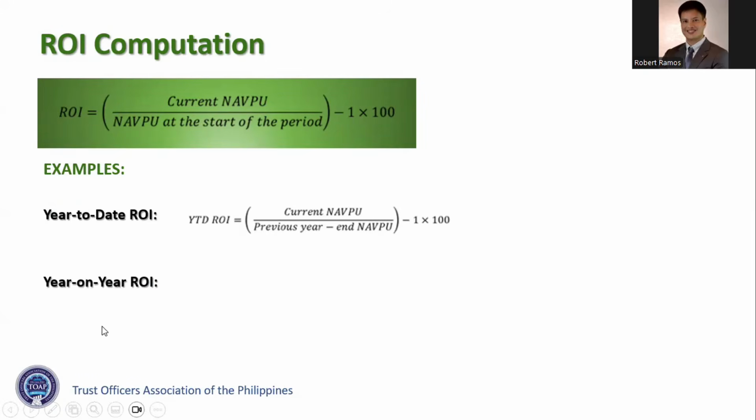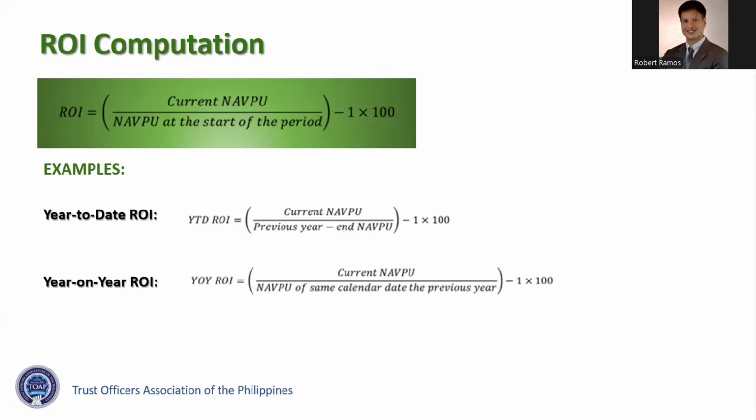If you want to compute your year-on-year return, you utilize your current NAV pool and divide it by the NAV pool of the same calendar date the previous year. Meaning, if you are investing on December 1, 2025, the NAV pool of the same calendar date the previous year should be December 1, 2024. Minus 1 times 100. The main difference between these two is that you are pretty much using the same equation. The denominator is just the item that is different.